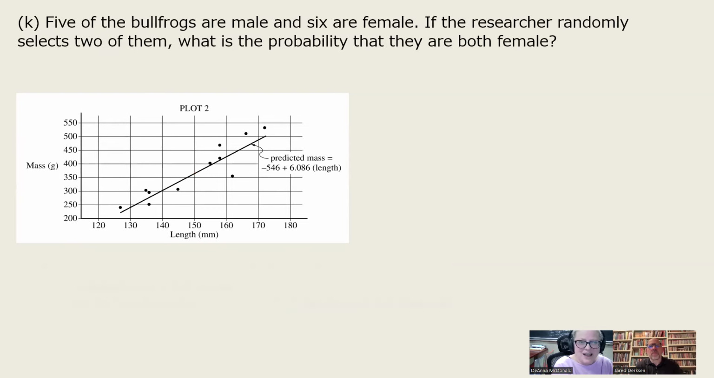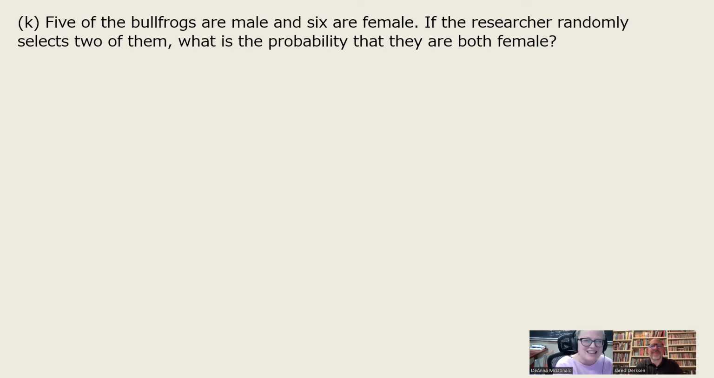Five of the bullfrogs are male and six of them are female. If the researcher randomly selects two of them, what is the probability that they are both female? Wow, I don't need the scatter plot anymore. Thank goodness. So here's what I'm going to do. I'm going to say the probability that I pull a female is 6 out of 11, but then I took a frog out of the pile and now there's 5 females out of 10 frogs left. I'm going to multiply those two together and I get 27.3%.